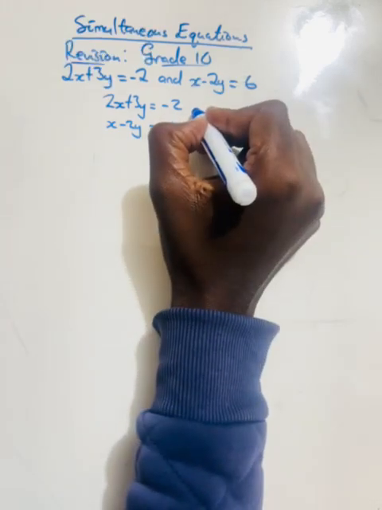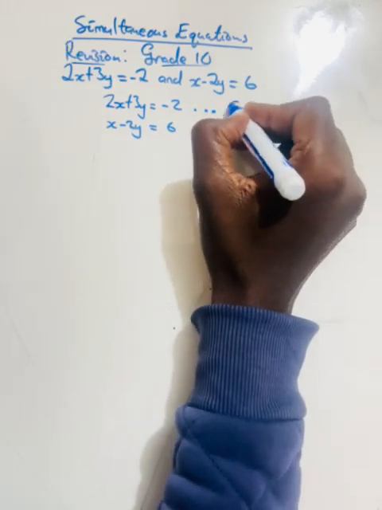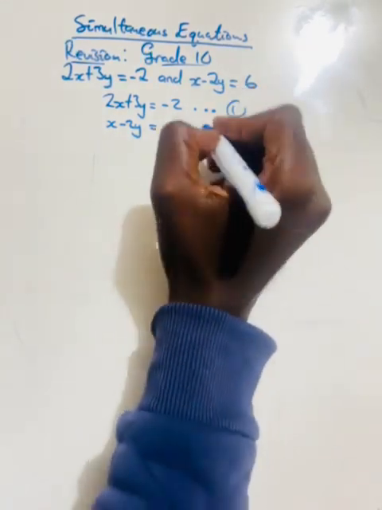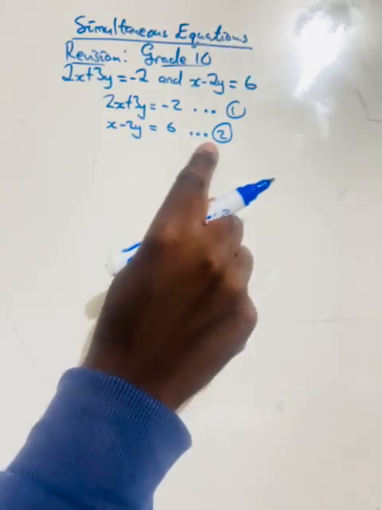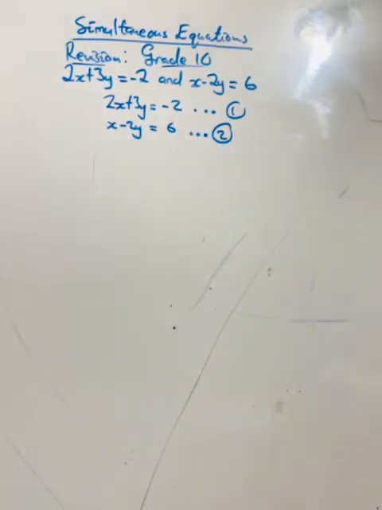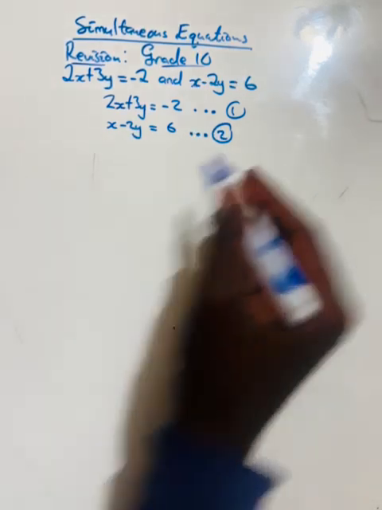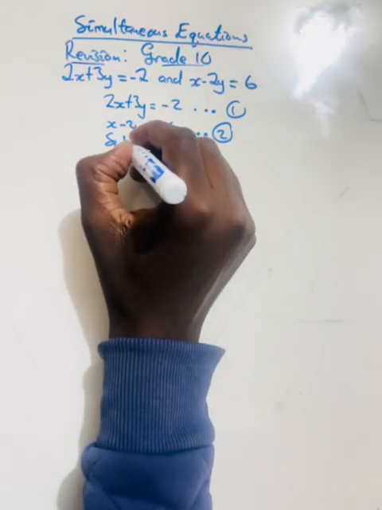So I come here and I put 3 dots. Then I tell the examiner that this is my first equation. I put another 3 dots. I tell the examiner that this is my equation number 2. Now, the method which I'm going to use is what we call substitution.